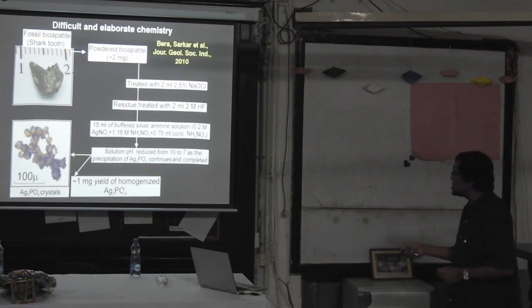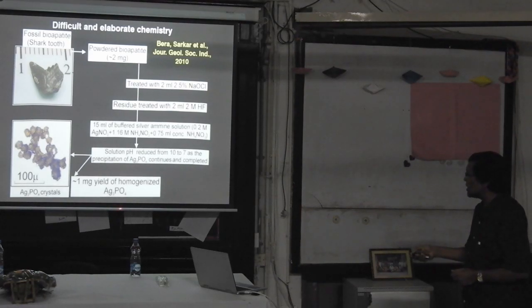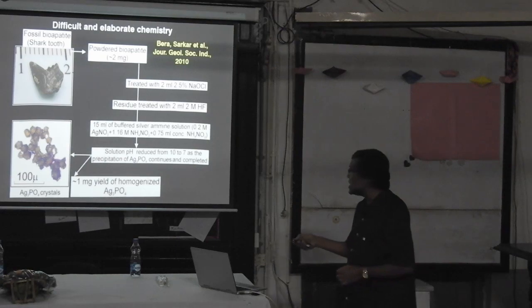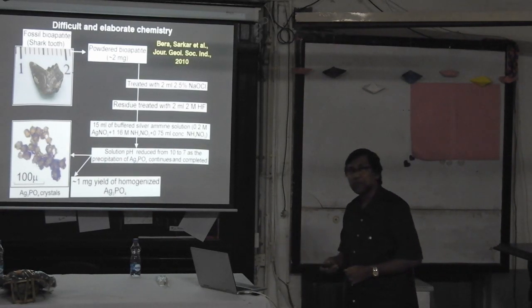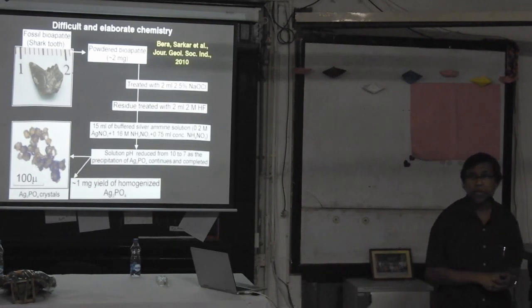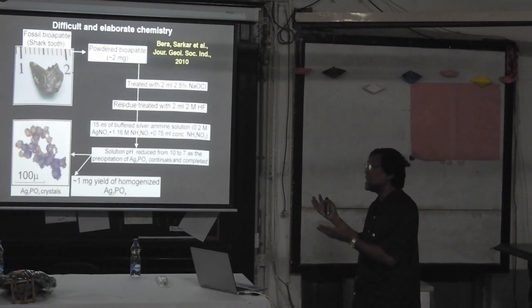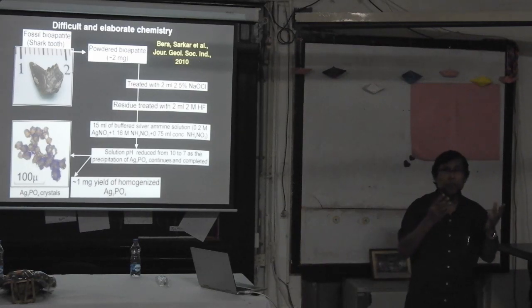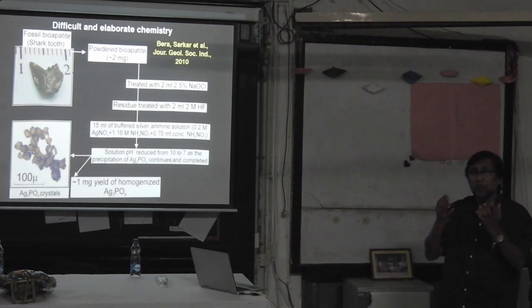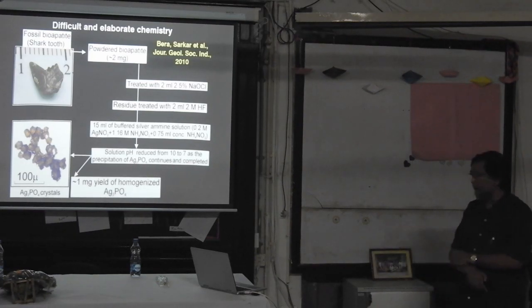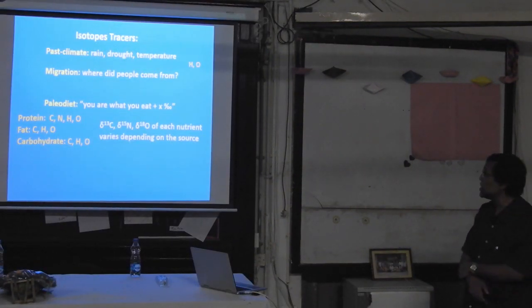You do a lot of chemistry and eventually extract silver phosphate, which looks like this. Okay, you can imagine that this is a scale of 100 micron. And you measure the oxygen isotope of these silver phosphates by heating at a very high temperature. Okay, so this is how we do it. These analyses take a lot of time, there are a lot of problems of contamination, but eventually in our lab we have been able to do these things.